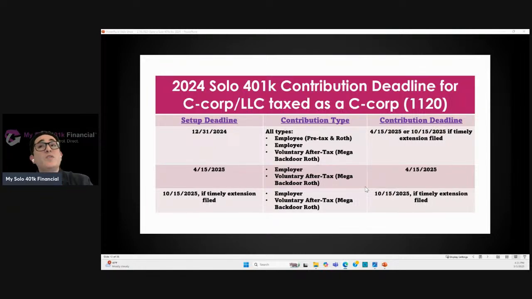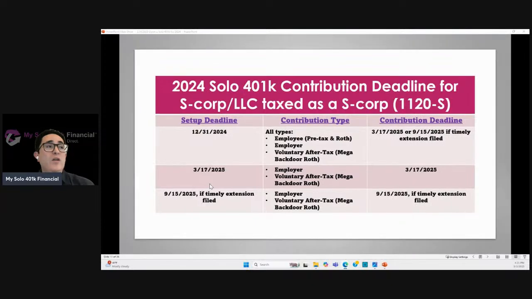So if their business is taxed as a C Corp, it's April 15th, or October 15th if they file a timely extension for that C Corp return, that 1120. If their business is taxed as a partnership or an S Corp, then that deadline is March 17th, or September 15th if they file a timely extension for their business tax return.